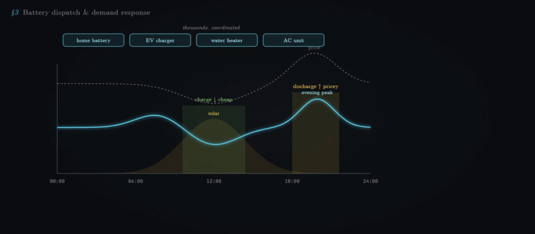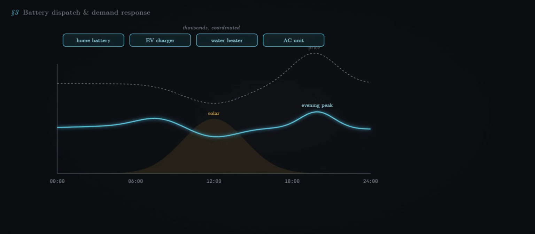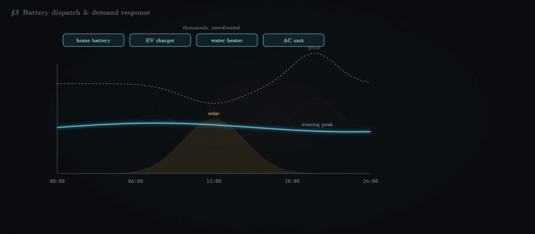Now do that not for one battery but for thousands of flexible things at once: home batteries, EV chargers, water heaters, air conditioners. Coordinate them, and you flatten the demand curve and you can see we shave the evening peak. This is called demand response, the problem environments like CityLearn were built to train agents on.